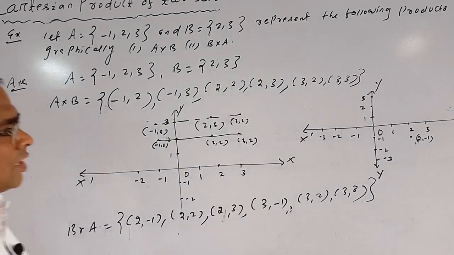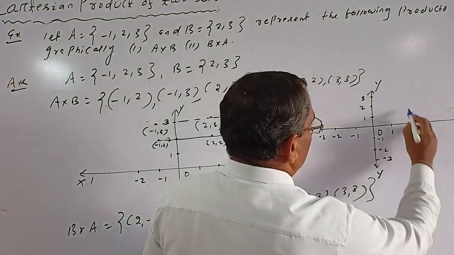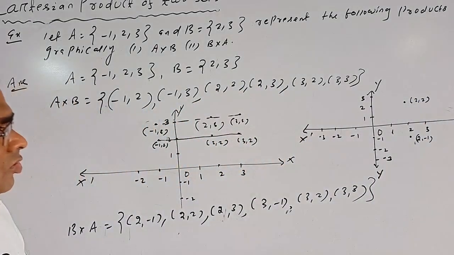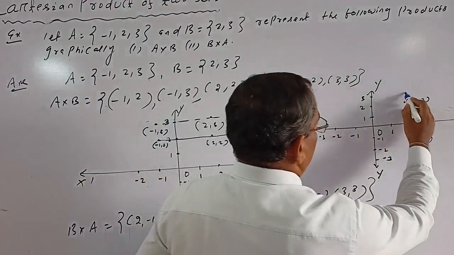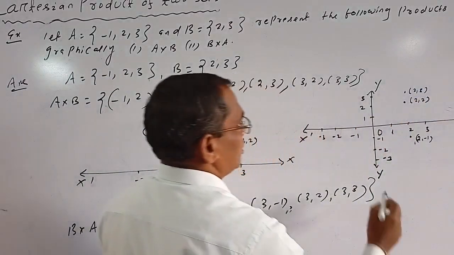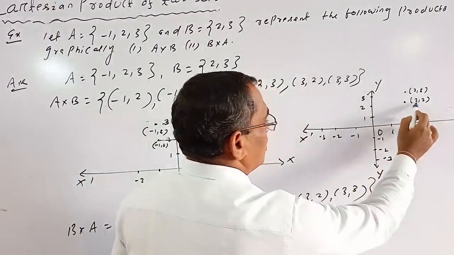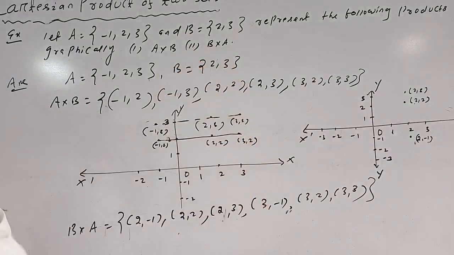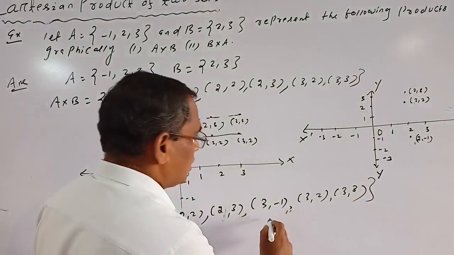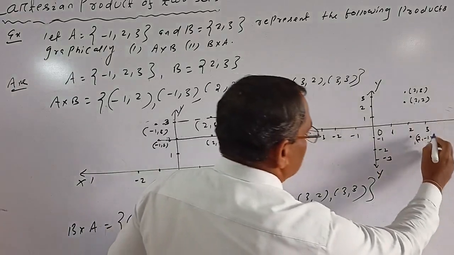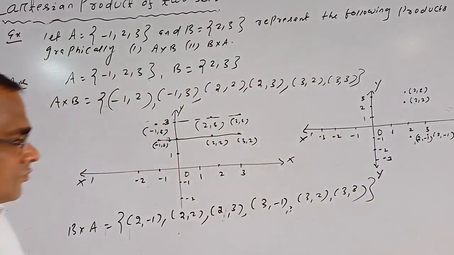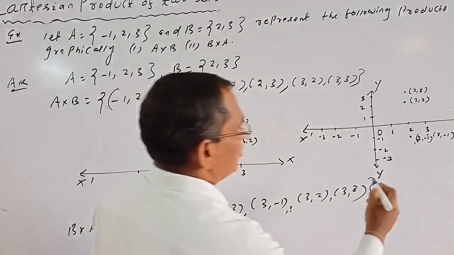Next (2, 2): x coordinate 2, y coordinate 2. So this point (2, 2) lies in the first quadrant. Next (2, 3) also lies in the first quadrant. This point is (2, 3). So (2, -1), (2, 2), (2, 3): if we join these points, we will get a line segment parallel to the y-axis. Then (3, -1): x coordinate 3 and y coordinate -1. This one is (3, -1).